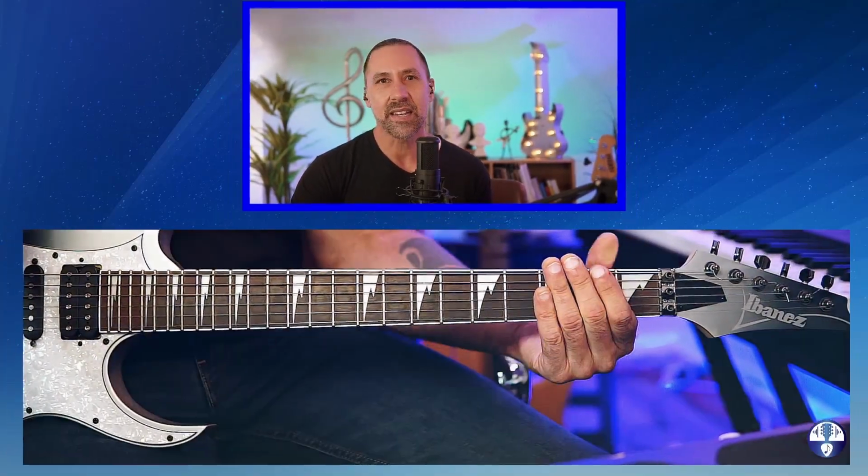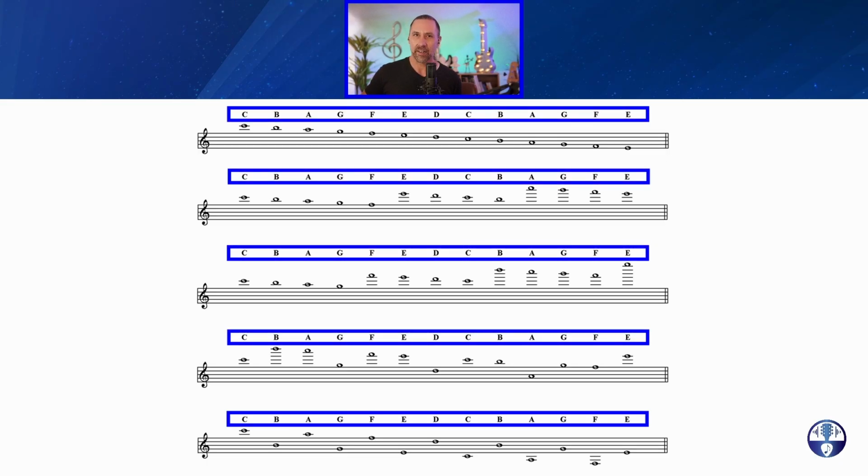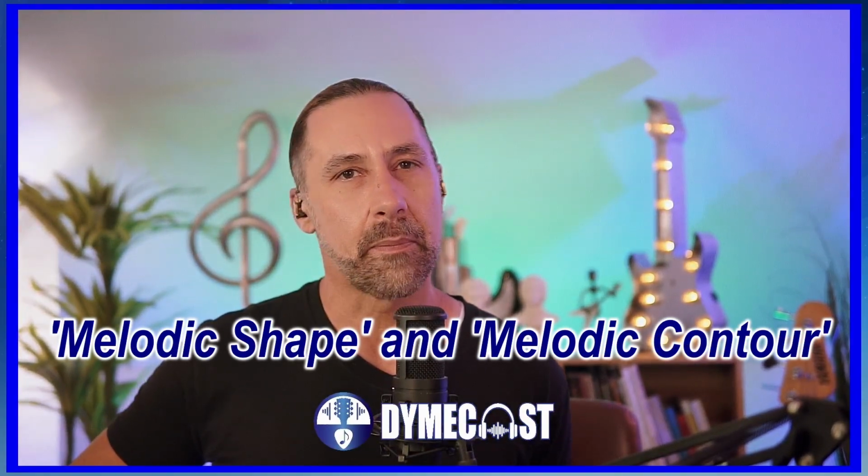It seems crazy, but all of these examples are actually spelled the exact same way. And even though the musical alphabet letters are all the same, each phrase has a distinct personality that comes from a unique combination of pitch direction and pitch distance. This is the emotional power of melodic shape and melodic contour, and it's the topic of today's lesson.